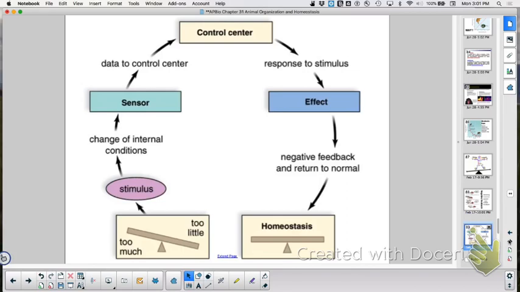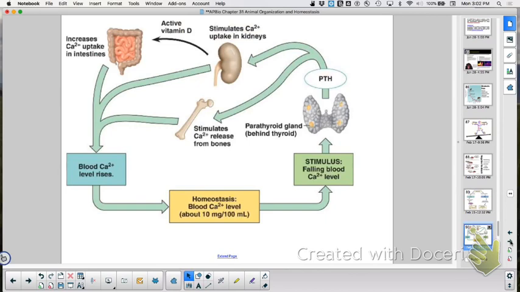You could have contrasting hormones that do that. Insulin lowers blood sugar, glucagon raises it. Calcitonin, from your thyroid gland, lowers blood calcium. Your parathyroid gland raises it. So they have contrasting hormones that could do that as well. I did one on calcium. Okay, that's great.